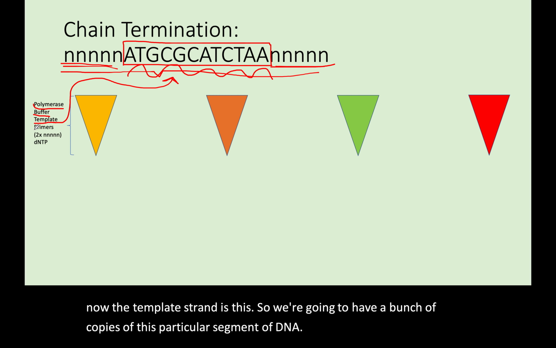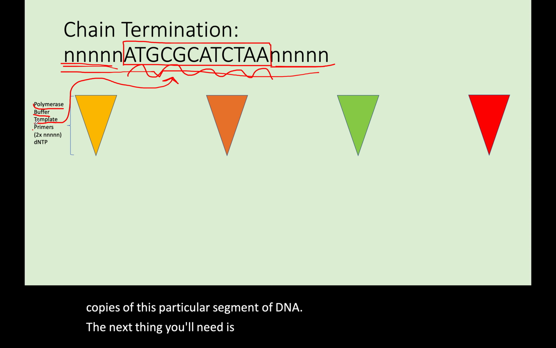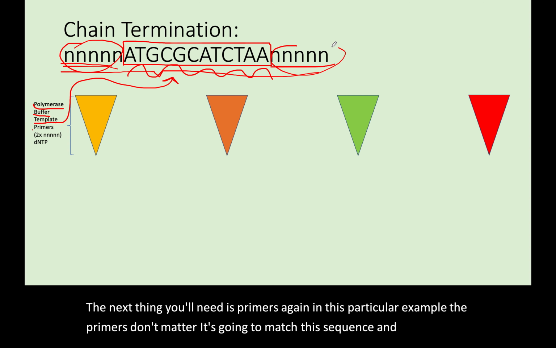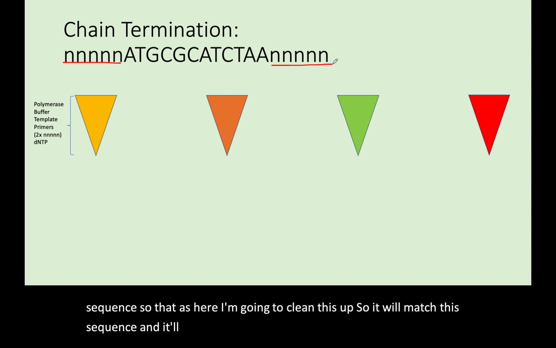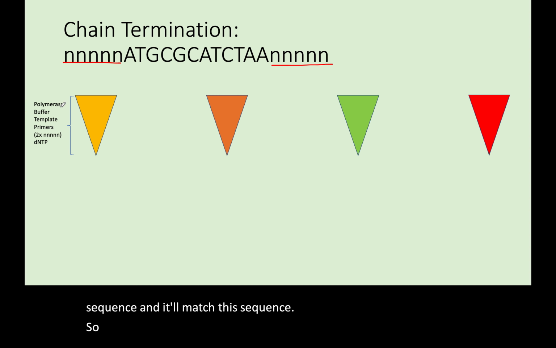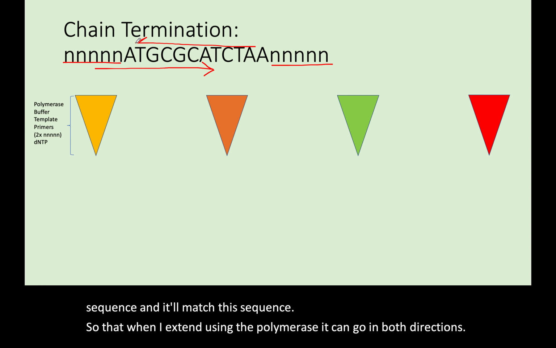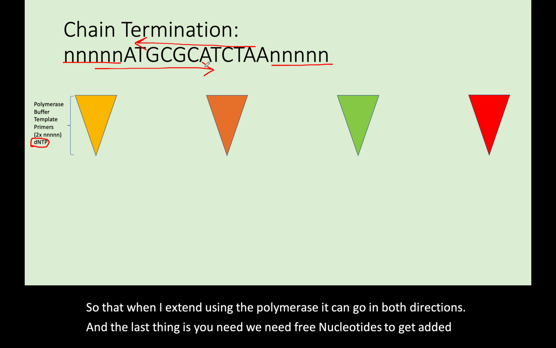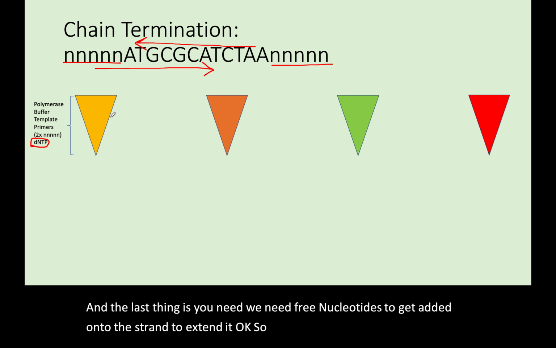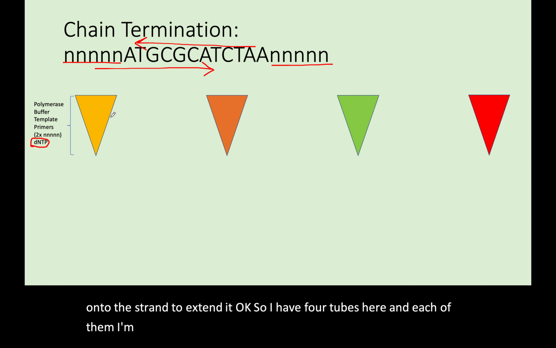The next thing you'll need is primers. Again, in this particular example, the primers don't matter. It's going to match this sequence and this sequence, so that when I extend using the polymerase, it can go in both directions. And the last thing is we need free nucleotides to get added on to the strand to extend it.